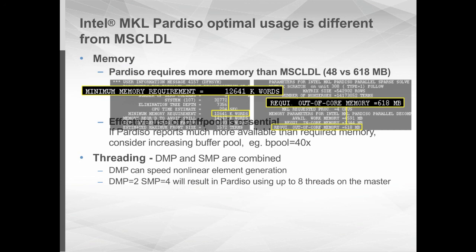The final thing I want to note is that we can actually combine DMP and SMP in Solution 400 with Pardiso. The way it will work is that DMP will speed up the nonlinear element matrix generation. This is already available in Solution 400. But when you use DMP with SMP, we will take the 8 threads that are used by Nastran and use them with Pardiso. We believe that it's best to use all threads possible to get the best performance, and so that's how it's used in Solution 400 with DMP.